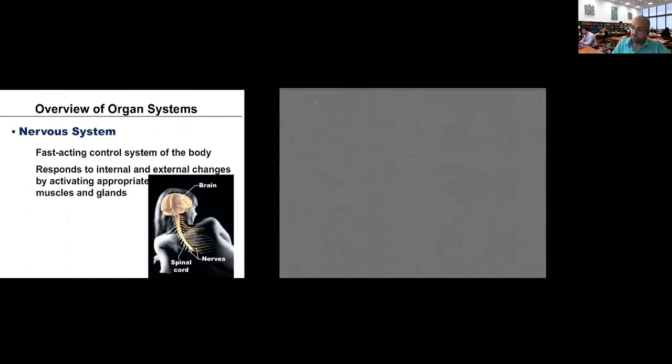Moving on to two organ systems that act as control centers. Their main function is to control the other organs. First one is going to be the nervous system, which is formed by your brain, spinal cord, and nerves. And the second one is the endocrine system, which is going to be formed of glands. Both are going to be affecting the organs in different ways.